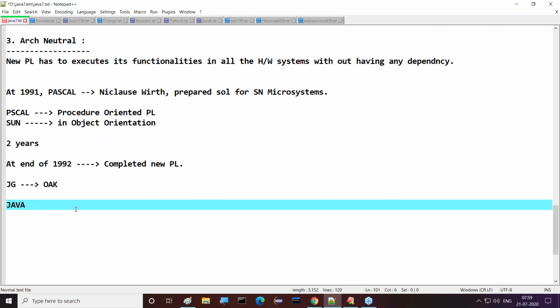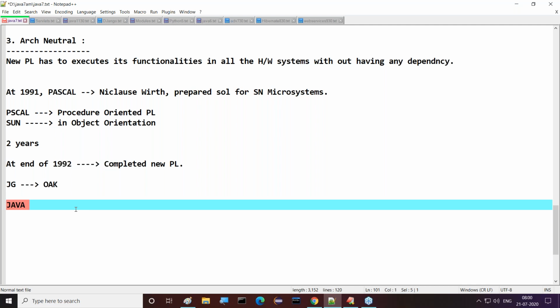All of you have observed this clearly now. So the Sun engineers got this idea: why don't we give this name to our new programming language? They shared their opinion with Sun Microsystems, and finally Sun Microsystems accepted that. So the name of this new programming language is which one? Java.